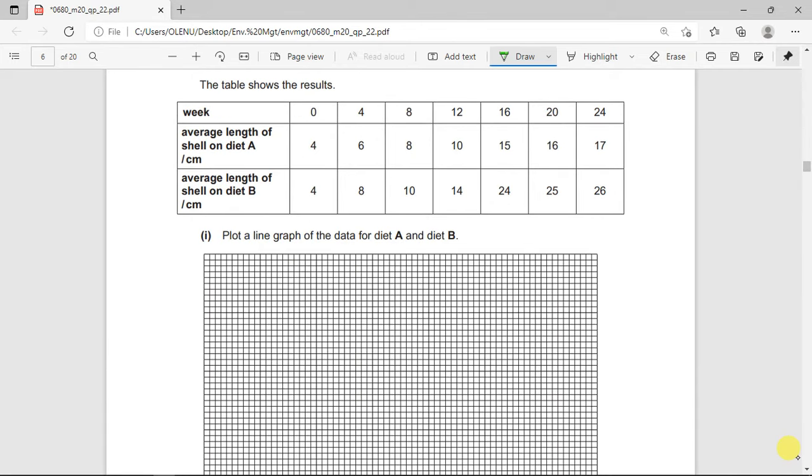Now they say plot a line graph. So we're looking at a line graph of the data for diet A and diet B. So here you have the values and you have weeks here. So the first thing that we're going to look at is the weeks. We form our X and Y. This will be on our Y axis. So if you come to your graph now, this is how you do it.